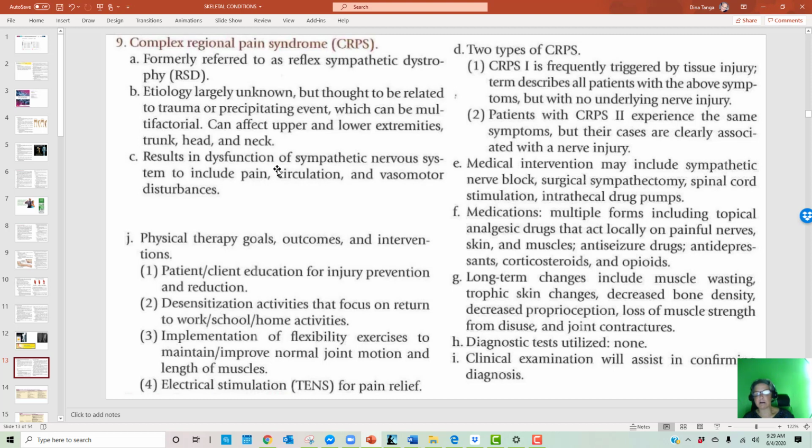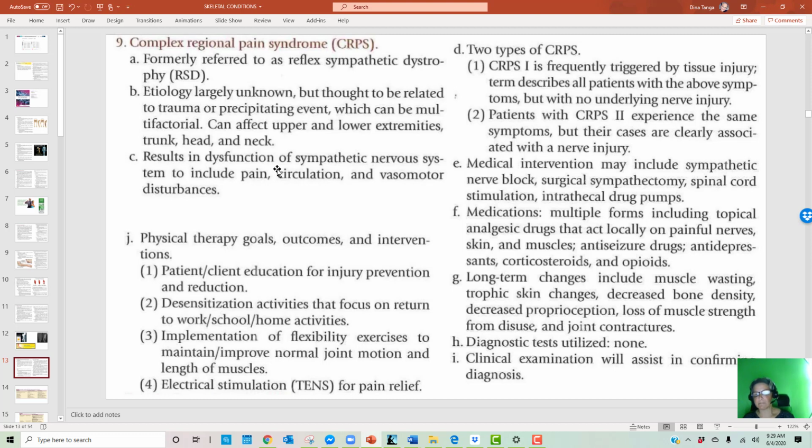Two types of CRPS. CRPS1, frequently triggered by tissue injury. The term describes all patients with the above symptoms, but with no underlying nerve injury. Patients with CRPS2 experience the same symptoms, but their cases are clearly associated with a nerve injury.